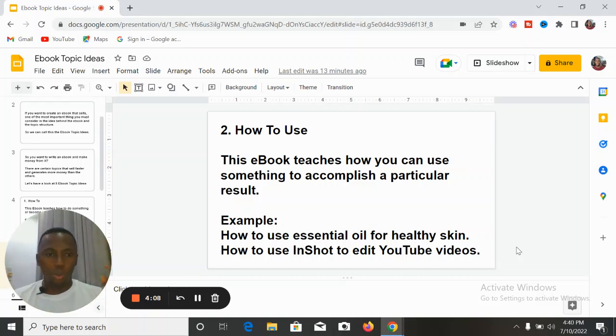How to use this to treat this. How to use that to treat that. Okay? How to use essential oil for healthy skin. How to use InShot to edit YouTube videos.